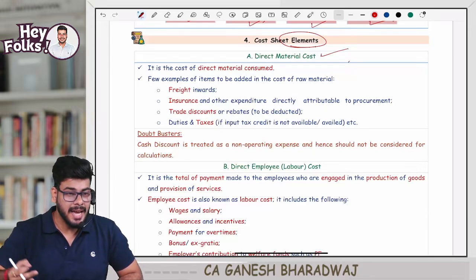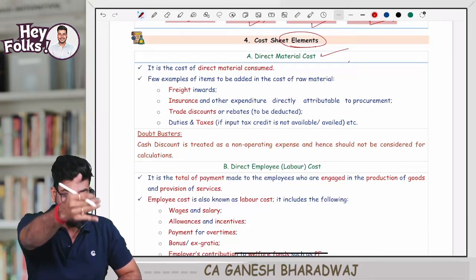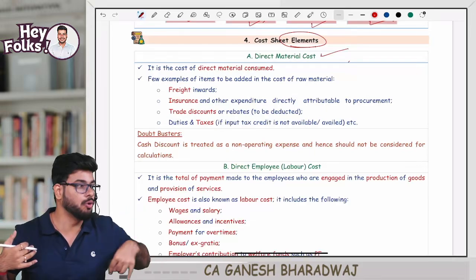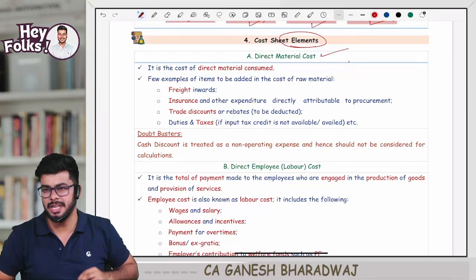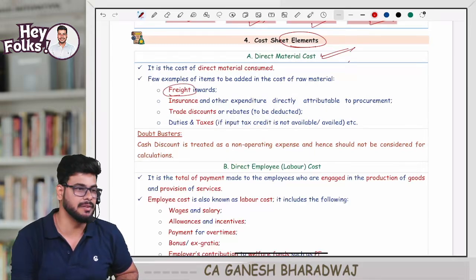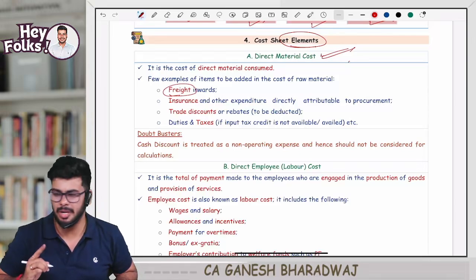I told you, any cost incurred to bring my raw material from my supplier's location to my store's area, my own store, whatever cost I incur, that also gets added to my material cost only. Example is freight inwards. Clear with this? Are you all able to understand this?